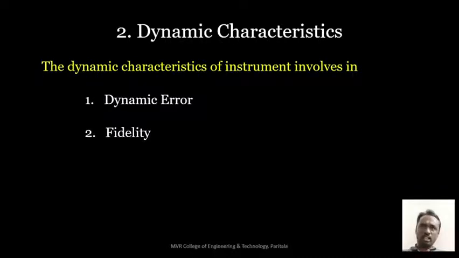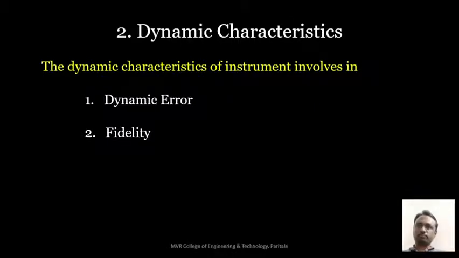Fidelity means how well the instrument is measuring instant to instant. Why? Because here the measurement is a function of time. That means if the time changes, the input changes. So fidelity means the instrument must identify the input signal as the time changes as well. It needs to identify instant by instant even if the time is changing. This is called fidelity.